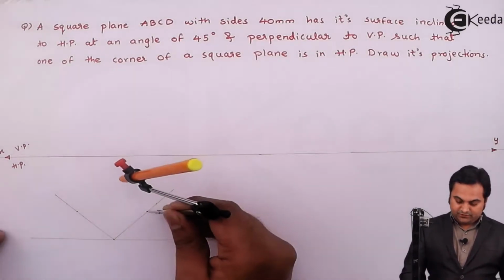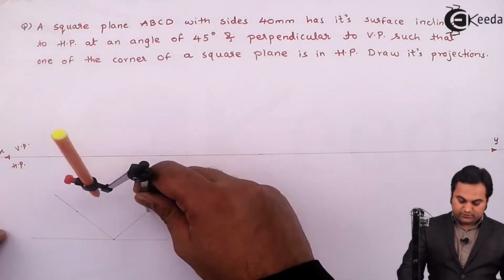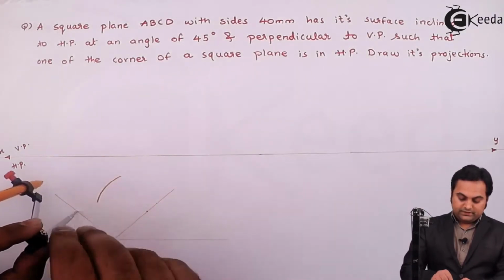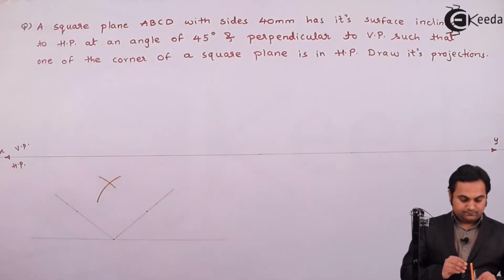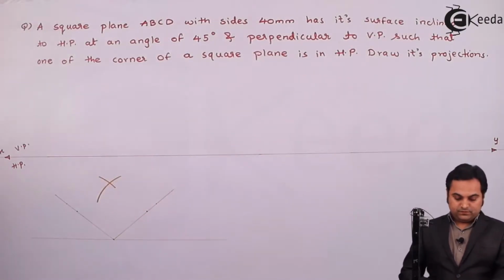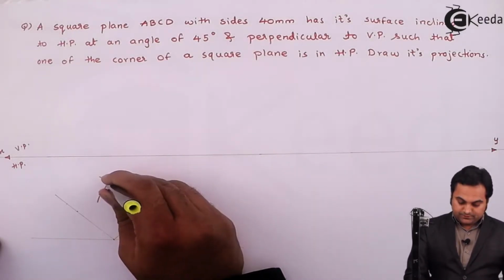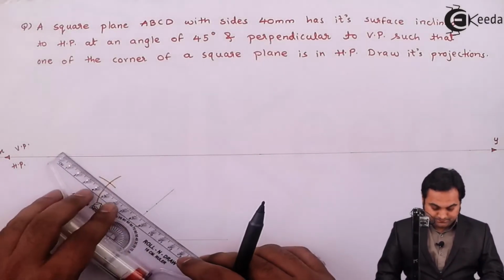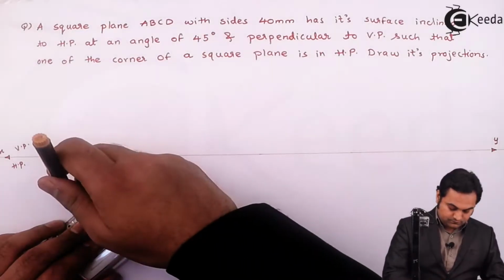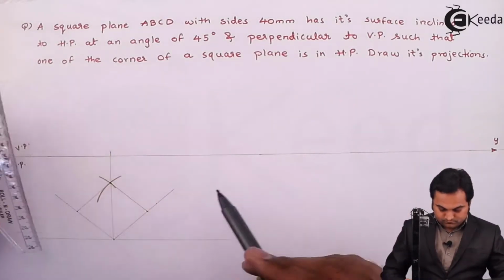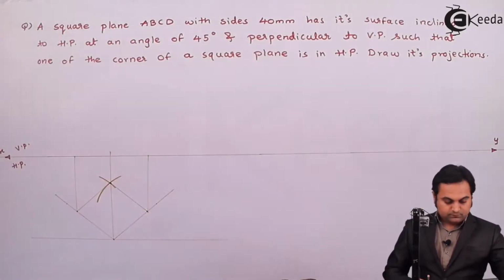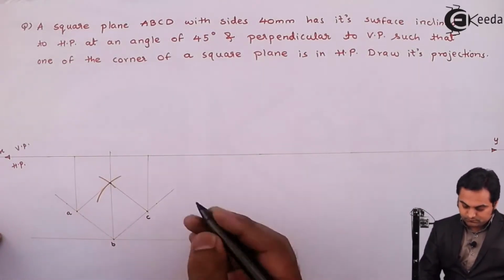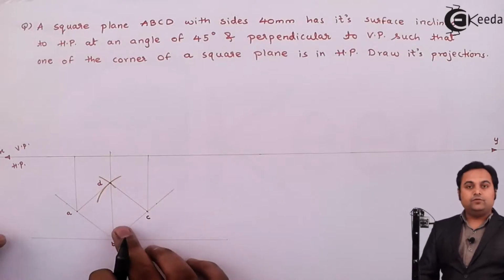Next, keeping this same 40 mm, I'll draw a light arc. Next, cutting it from the other side as well. Now where I'm getting this intersection, that is the point, and I'll join all the points so that I can complete the square plane. Square plane is ABCD, so I'll give the notation here. Square plane ABCD. This is the top view of the square plane.